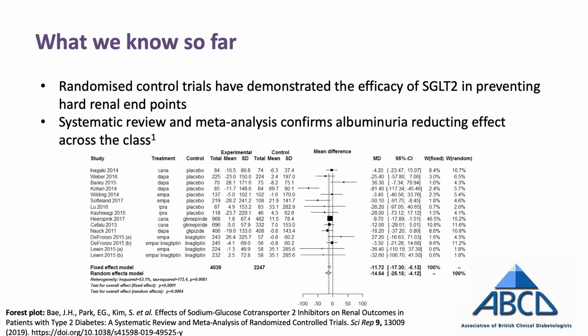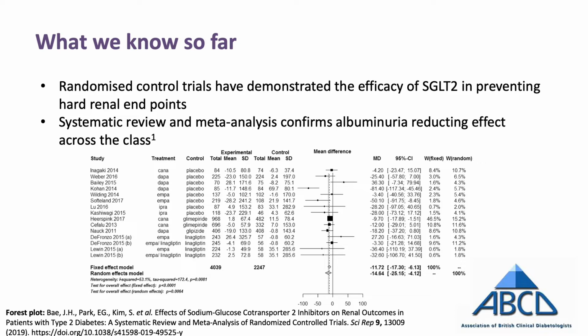We know from randomised control trials that SGLT2 inhibitors are efficacious in preventing hard renal endpoints. Less attention has perhaps been paid on the impact that these drugs can have in reducing urinary albumin levels, which is obviously an intermediate effect that they will have in preventing these hard renal endpoints.